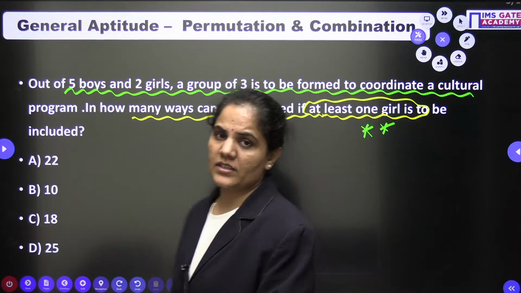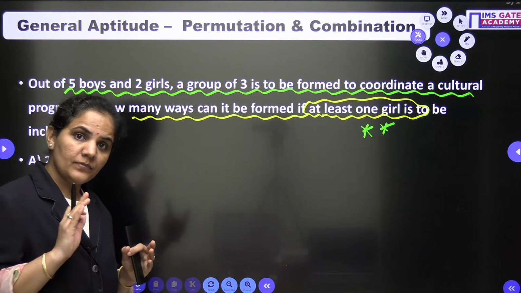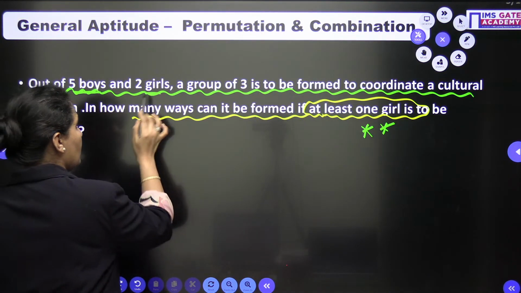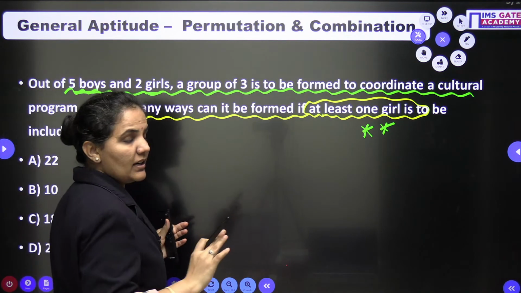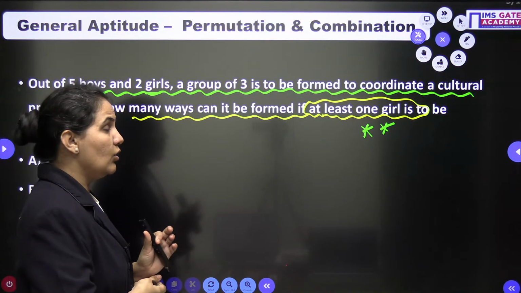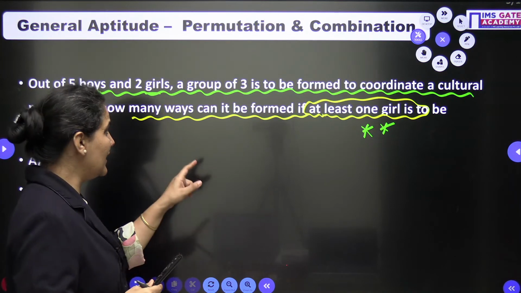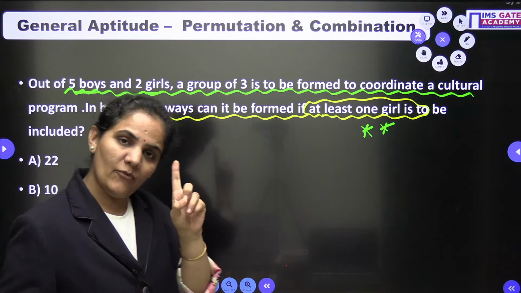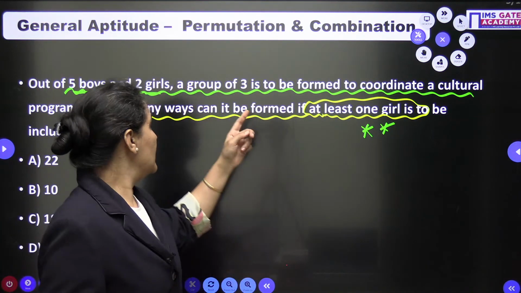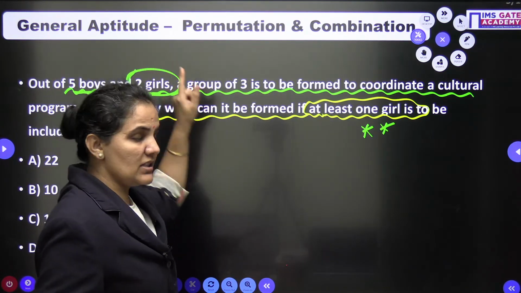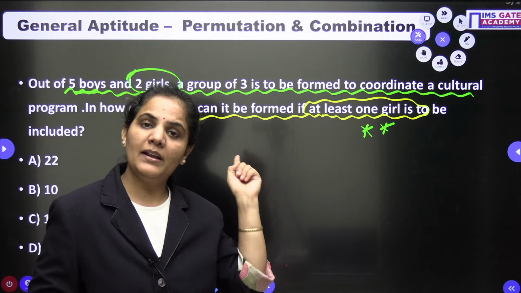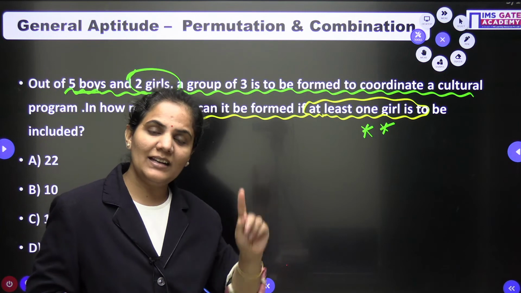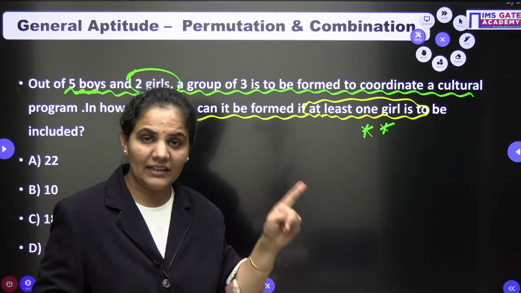Let's check it out. So it's again a simple but a good question. It is given to us, first of all, out of the 5 boys and 2 girls, we need to make a group of 3. Now what is the compulsory condition? That in that group we need to have at least 1 girl. So minimum 1 girl is required. Maximum how many girls can we take? Because here we have 2 girls available, so minimum you can take 1 girl, maximum you can take 2 girls in that group.